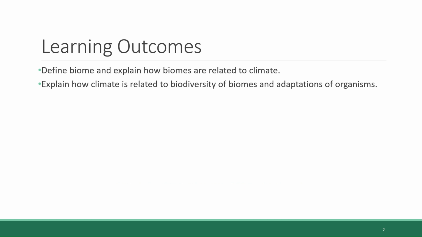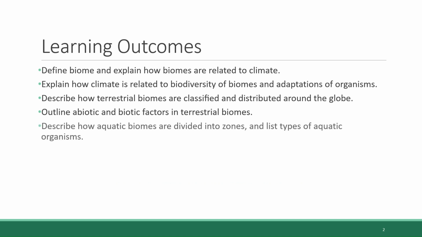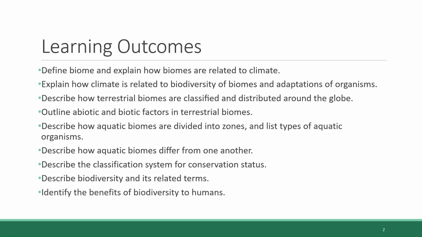how climate is related to biodiversity of biomes and adaptations of organisms, describe how terrestrial biomes are classified and distributed around the globe, outline abiotic and biotic factors contributing to terrestrial biomes, describe how aquatic biomes are divided by zones, and list types of aquatic organisms, describe how aquatic biomes differ from one another, describe the classification system for conservation status, describe biodiversity and its related terms, and last but not least, identify the benefits of biodiversity to humans.